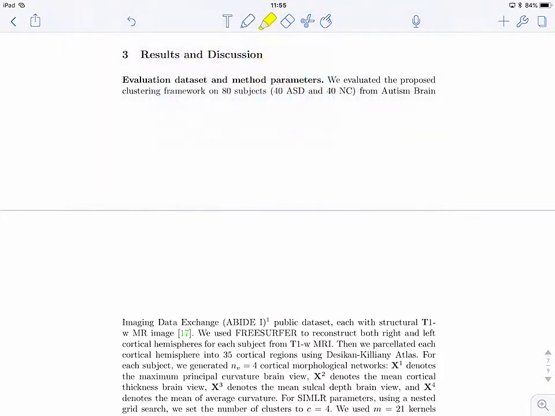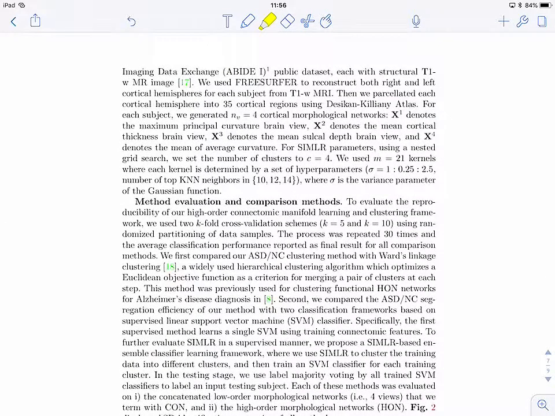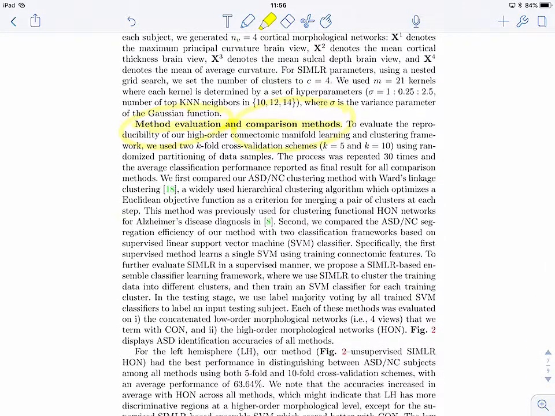So in the beginning, as I mentioned before, we talk about the evaluation dataset and method parameters, the parameters of your methodology. Then this is also an important part where you're explaining how you are evaluating your method. And you're benchmarking your proposed solution against other methods. What are those methods? So you have a whole paragraph where you're explaining what the different comparison methods are, right?